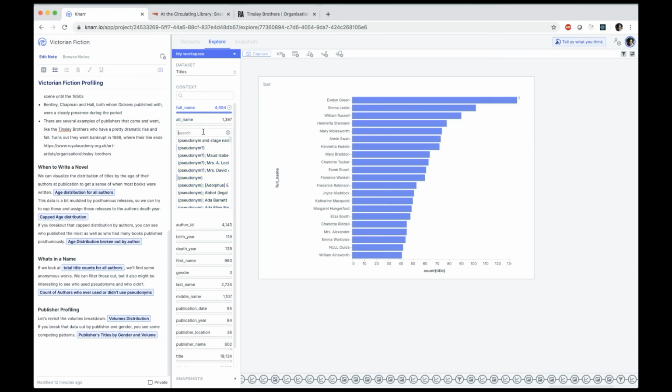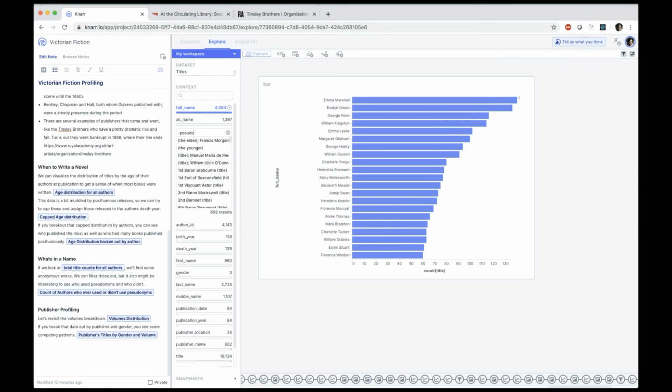Or I could do the opposite. I could say, let's not do people that have pseudonyms as part of their alt names, and we get a completely different list of authors here to look at.